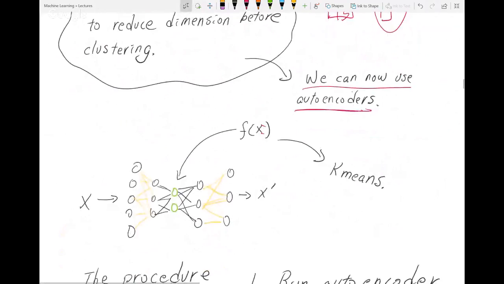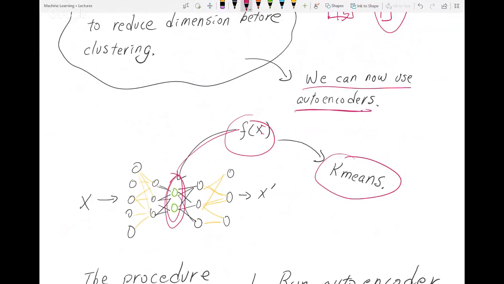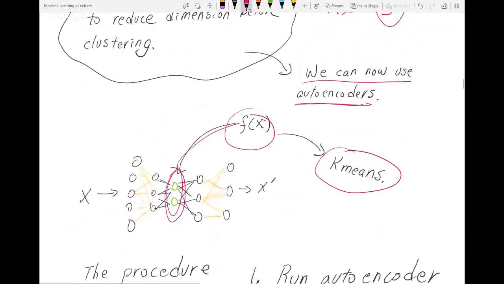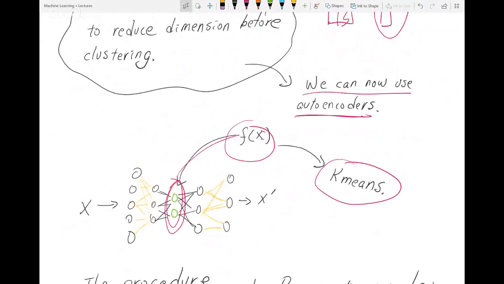Autoencoders essentially are a way of encoding the data. And once you encode the data into a low dimensional space, something like this, we can then do clustering such as k-means on top of it. That is basically the simplest way to do clustering with neural networks. However, this is not that interesting.